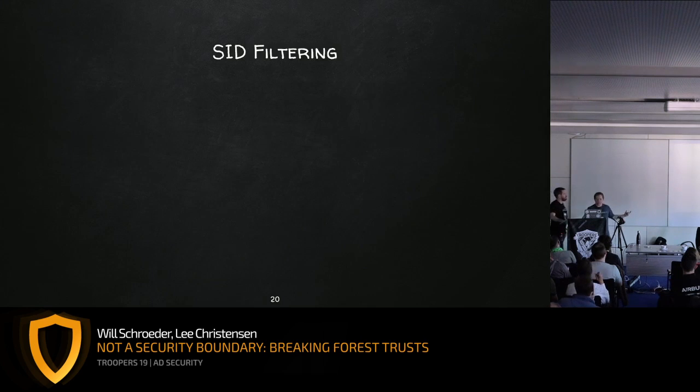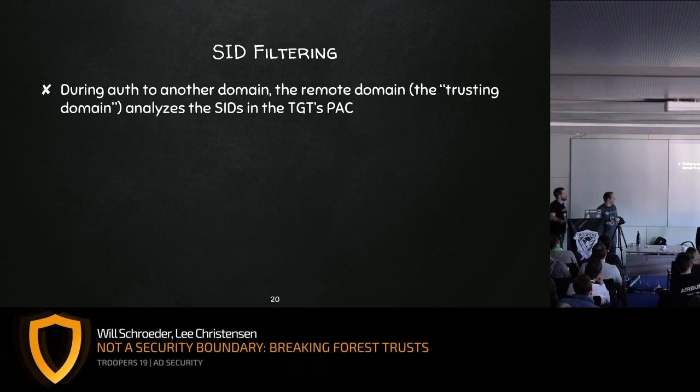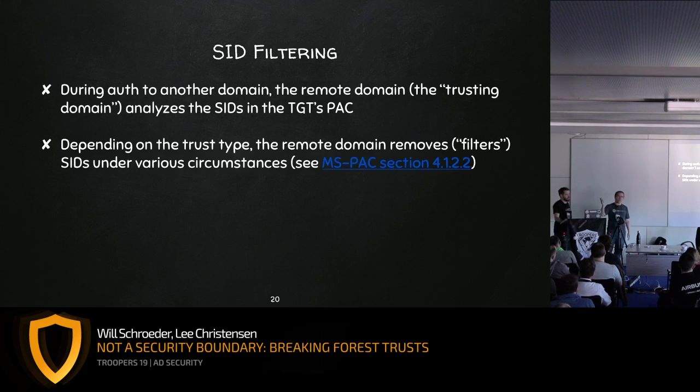You have your PAC, and there's something important that happens when you're authenticating to other domains. It's called SID filtering. So I get a TGT and then I want to authenticate to another domain. During that authentication process, the remote domain controller I'm trying to access is going to analyze the SIDs inside of my TGT's PAC, the group SIDs that I claim I am a part of. Depending on the type of trust that we have with that domain, it's going to filter the SIDs inside of my PAC. What we mean by filter is it may just remove them. Which SIDs get removed depends.